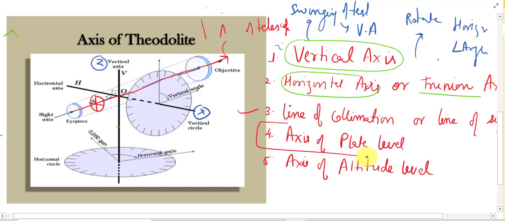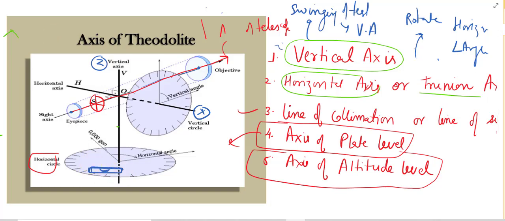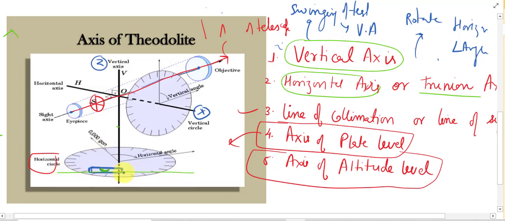Now we have axis of plate level and axis of altitude level, and I already covered this in your last lecture. Axis of plate level means there is a horizontal circle. Over this horizontal circle we have a bubble tube. This bubble tube has a bubble like this, and whenever this bubble reaches the center point, I will draw a tangent from this bubble. This line is my axis of plate level.